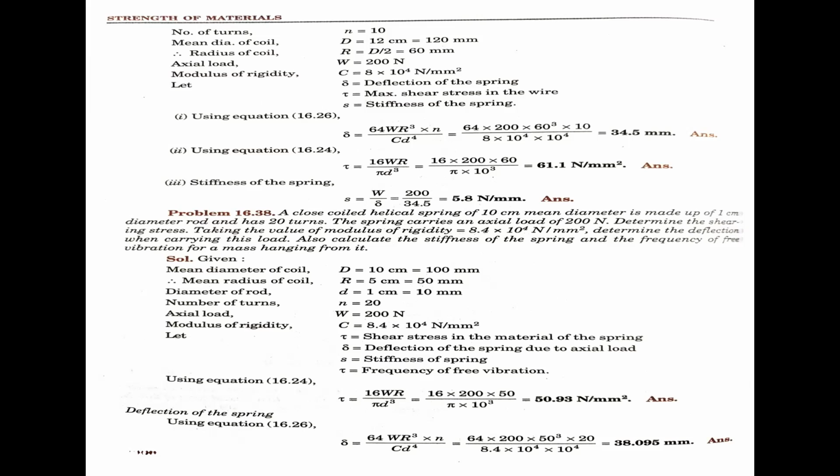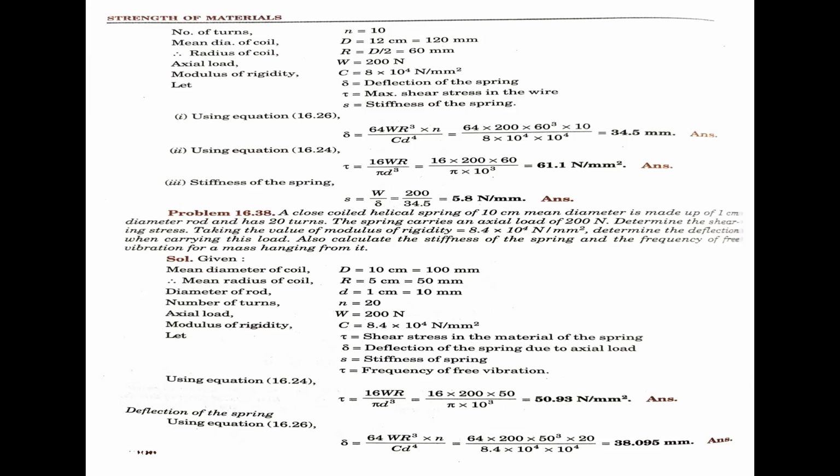Taking the value of modulus of rigidity as 8.4 into 10 to the power of 4 Newton per mm square. This value, capital C, is given. Determine the deflection when carrying this load. Also calculate the stiffness of the spring and the frequency of free vibration for a mass hung from it. Okay, now we have to identify what is the given data and what to calculate.